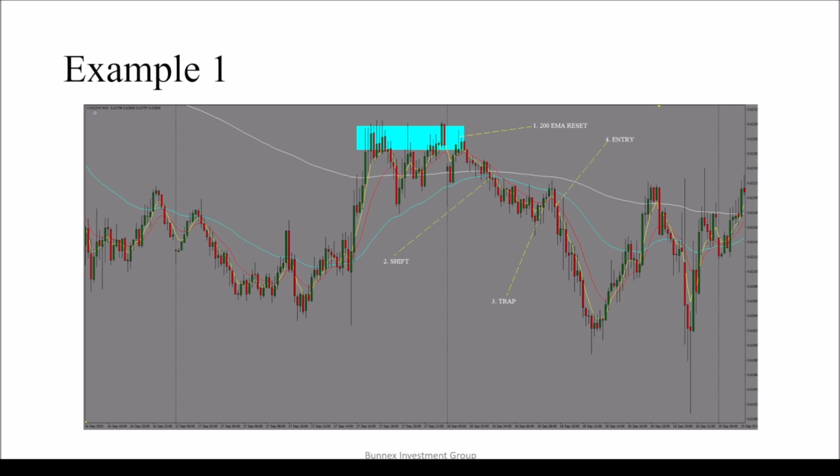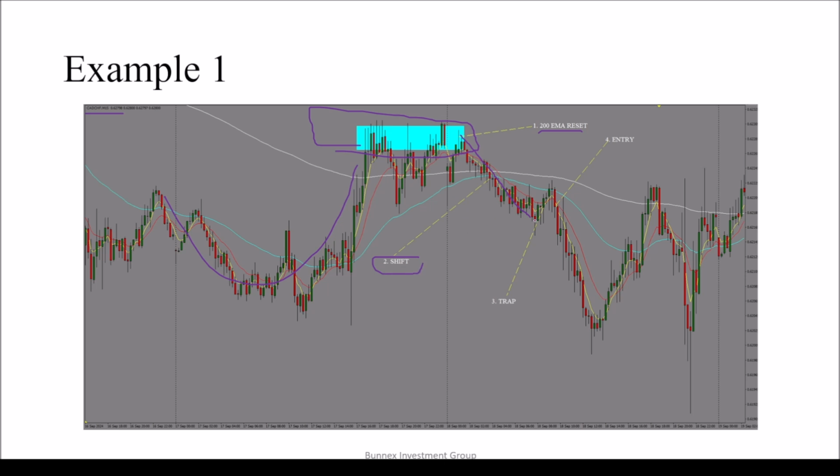Example 1 is coming from CAD/CHF, and this was actually from September 2024. We've said the first thing, we can see that the market went to the 200 EMA. The first step is basically to see the 200 EMA reset. We said it's reset, shift, trap, and entry. After that, we can see the market actually shifting, which is now the second stage.